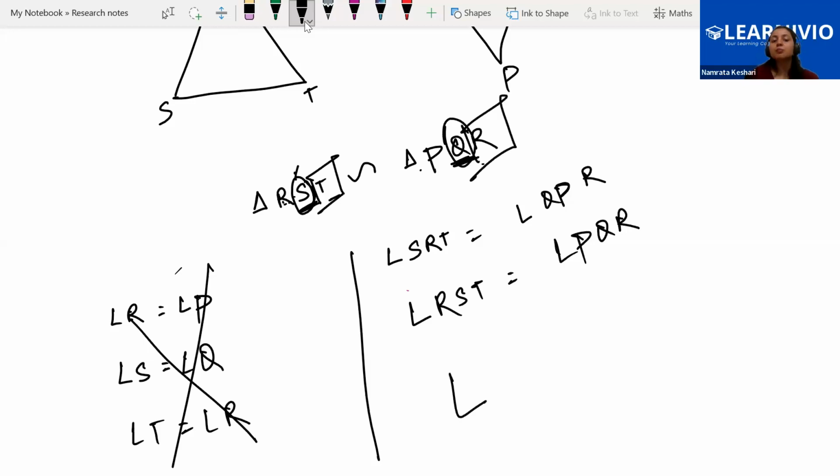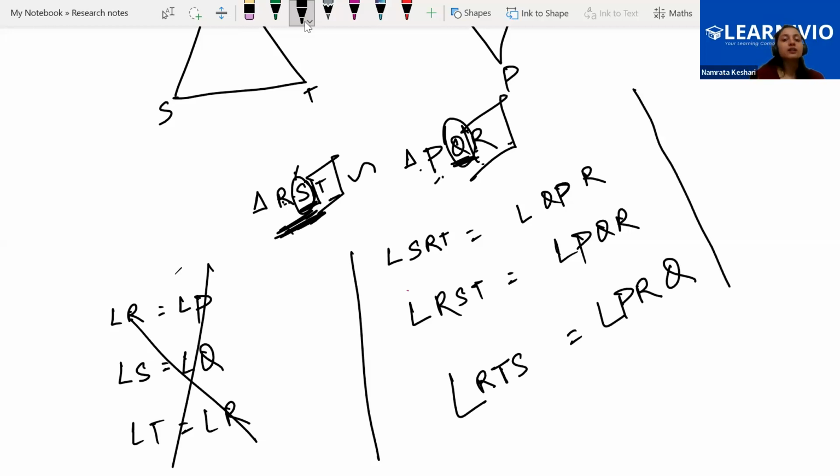And the proper name of that, even without looking at the figure, we can write it. That is, T will be in the middle and R and S, one on the left, another on the right. That angle R we want to represent, that R will be in the middle, and P and Q, one on the left, another on the right. This is how we can write the name even without looking at the figure.